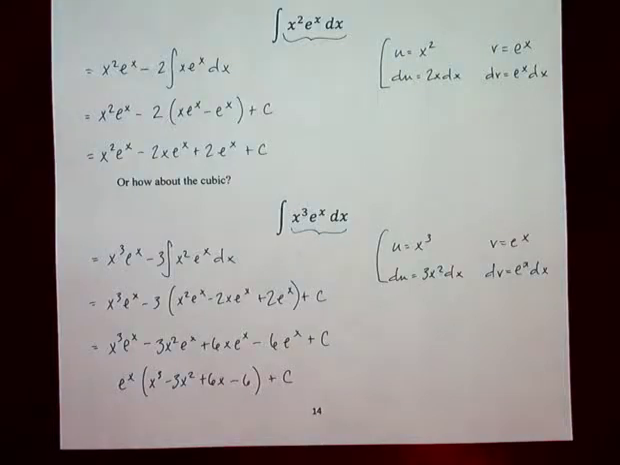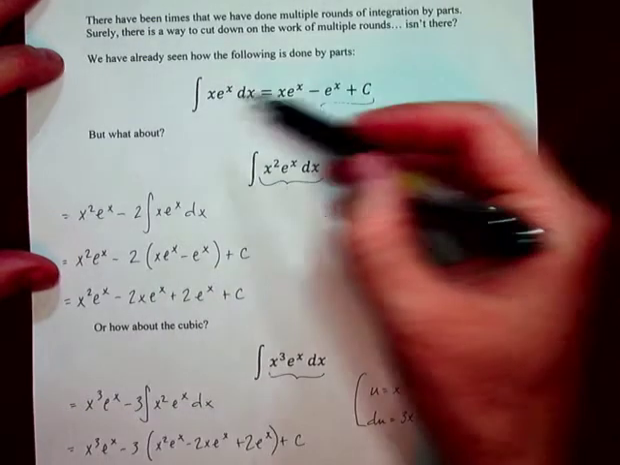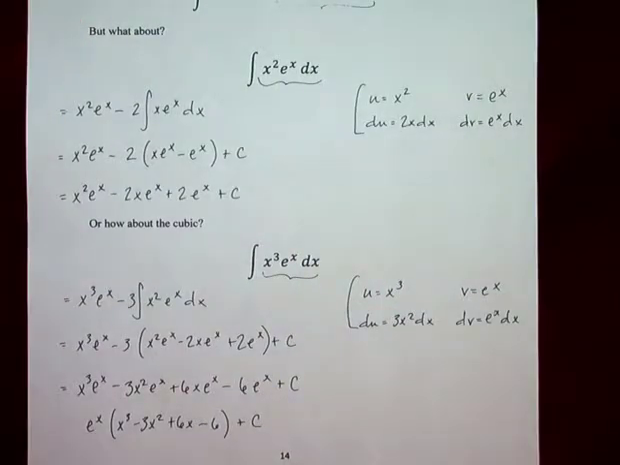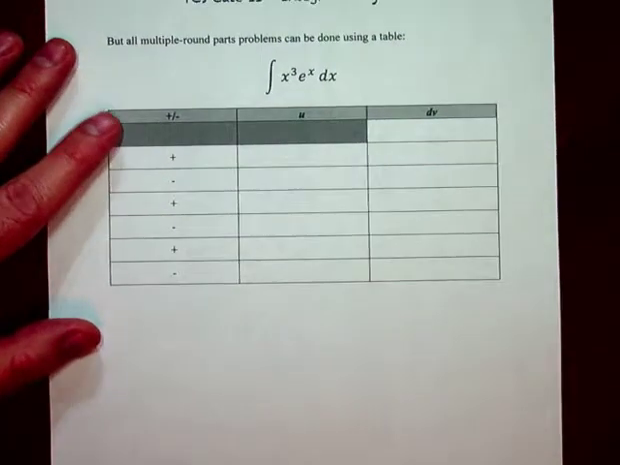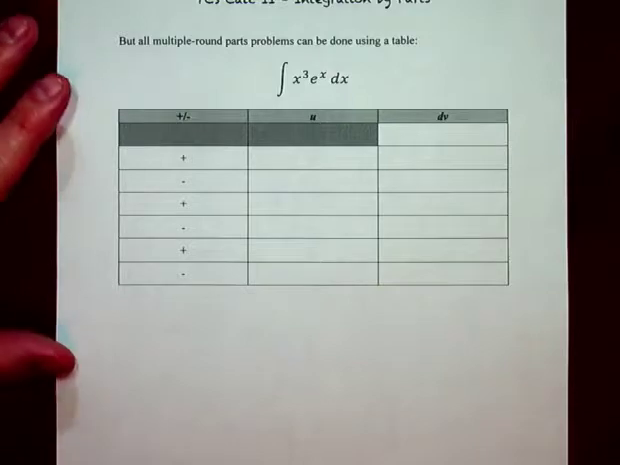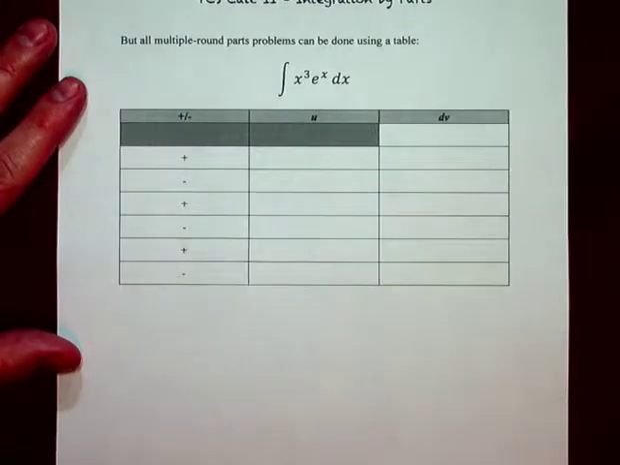So instead of having to do the x e to the x and the x squared e to the x and the x cubed e to the x and having to do 3 rounds of it, there actually is a way to sort of consolidate that work into a table. Now, of course, you'll have to draw the table yourself. I just wanted to make it nice and tidy for being able to present it to you.